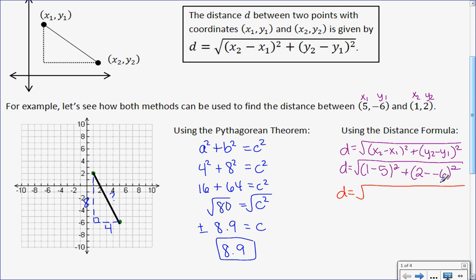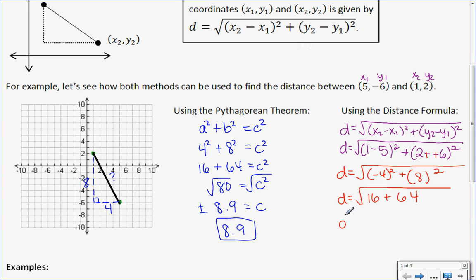So let's go ahead and use our good old order of operations, and we'll do what's in the parentheses here first. So 1 minus 5 is negative 4. And then 2 minus negative 6, that's like 2 plus 6. That's 8. And now that we've done the parentheses, we can take care of exponents. Negative 4 squared is 16. Make sure if you put this in the calculator that you put parentheses around that negative 4. If you type in negative 4 squared, it will tell you it's negative 16, and it is not negative 16. 8 squared is 64.